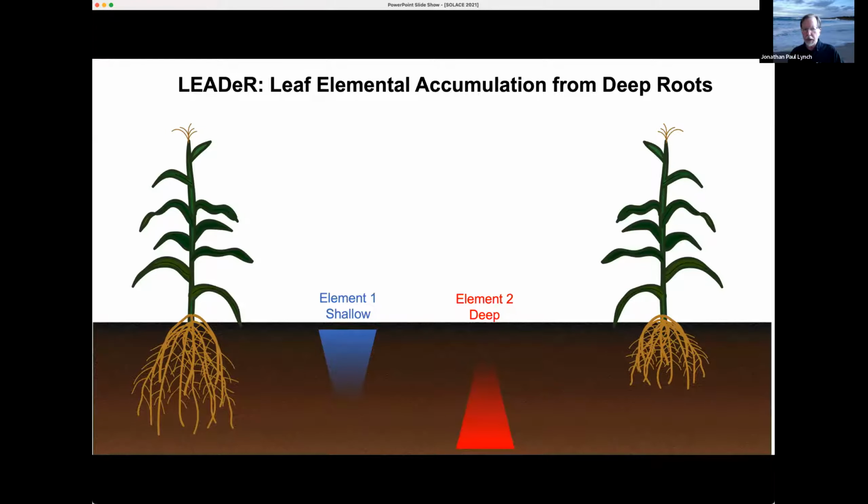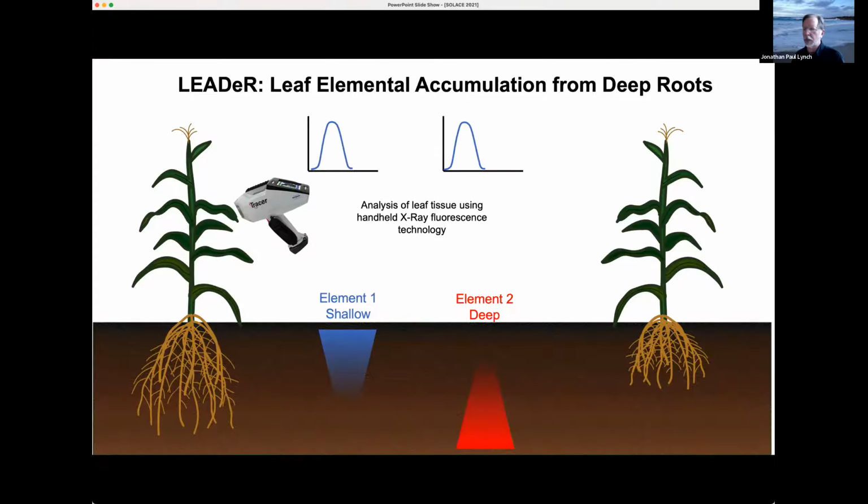So we can imagine here on the left a deep-rooted maize line, and on the right a shallow-rooted maize line. We hold up this X-ray fluorescence unit to the leaf in the field. So it's a non-destructive assay. And both of these lines should have the blue element, which is shallow, but only the deep line should have the red element, which is deep. And it can be done in any field by anybody.